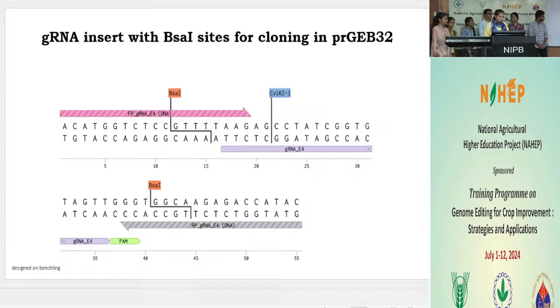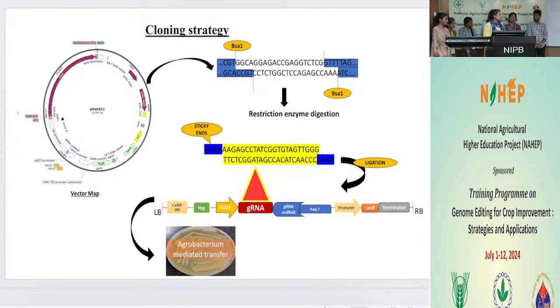followed by ligation. And then with the help of the binary vector system, we transform that in Agrobacterium-mediated transfer. So I would like to call Tanushree, who will discuss plant transformation.